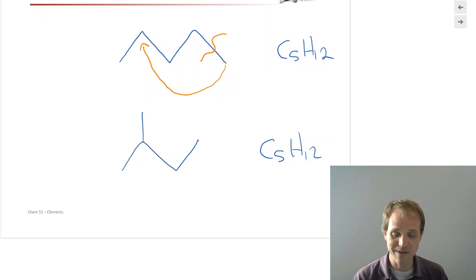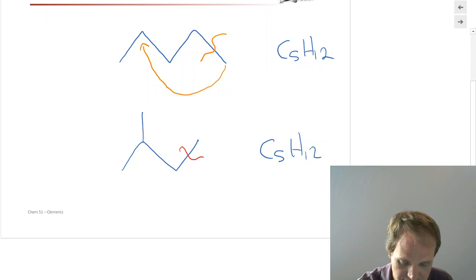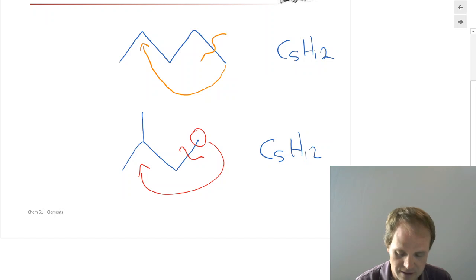My brain had to think about it. 2-methyl butane. So it's actually a butane molecule and will have different chemical properties. I can do this darn thing again. I can make another isomer where I take this one and I move this guy over here and make that.